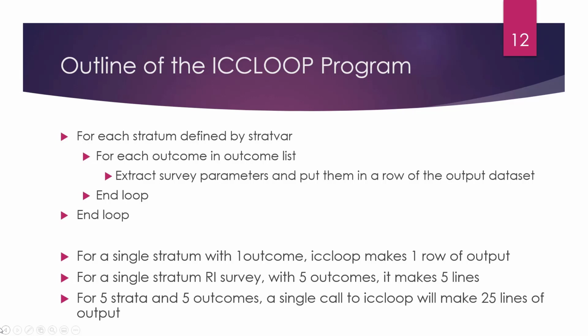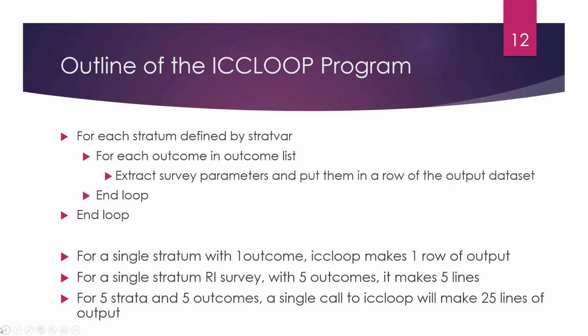So we call ICC Loop once for each stratification variable. We might call it with the geographic stratification variable, and then call it again with an urban-rural stratification variable. That's a common sequence of calls. So it would first put out the data by geographic strata, and then for urban-rural it would put out one row for the urban clusters and one row for the rural clusters.